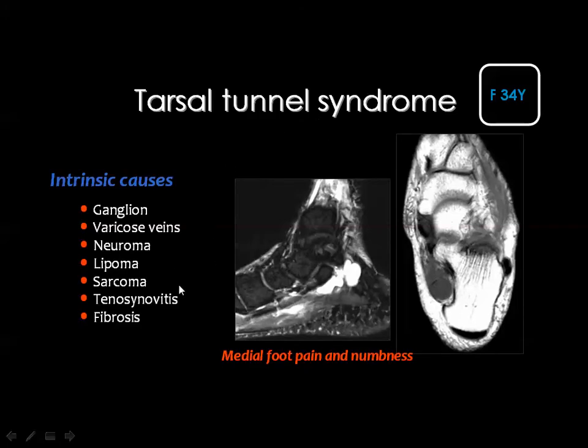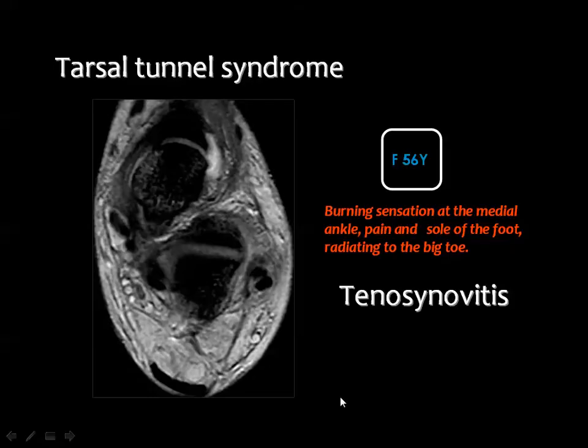What are the causes of tarsal tunnel syndrome? The causes are either intrinsic, meaning the development of masses inside the tarsal tunnel, and this may be in the form of ganglion cysts, varicose veins, neuroma, lipoma, sarcoma, tenosynovitis, and fibrosis. And here you can see a ganglion cyst, which is of low signal in the T1 and high signal in the T2 within the tarsal tunnel, resulting in tarsal tunnel syndrome.